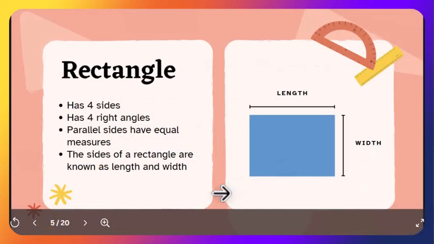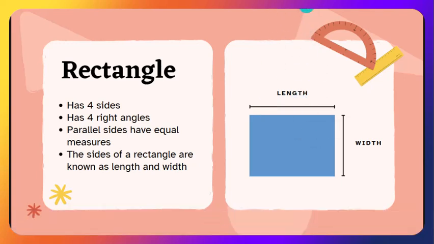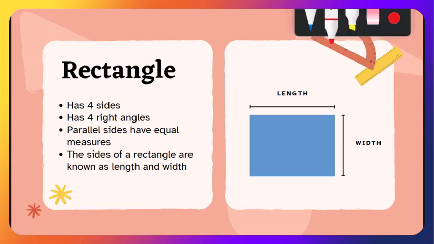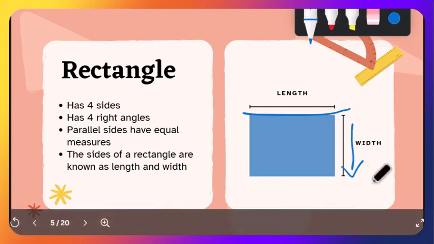Let's begin. Now you can see the picture of a rectangle. It has 4 sides and has 4 angles as well, and all the angles are right angles. Parallel sides have equal measure. The sides of a rectangle are known as length and width. As you can see my mouse pointer, this pointer towards length and this pointer towards width.